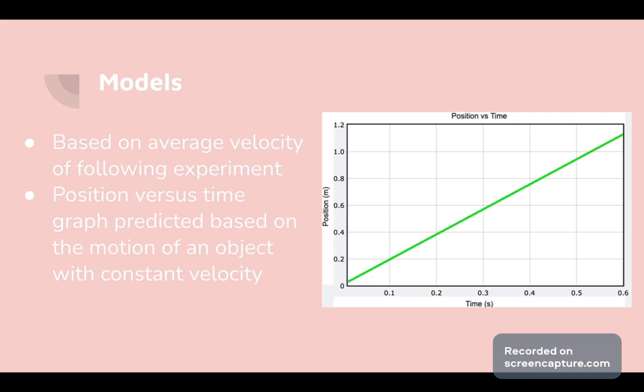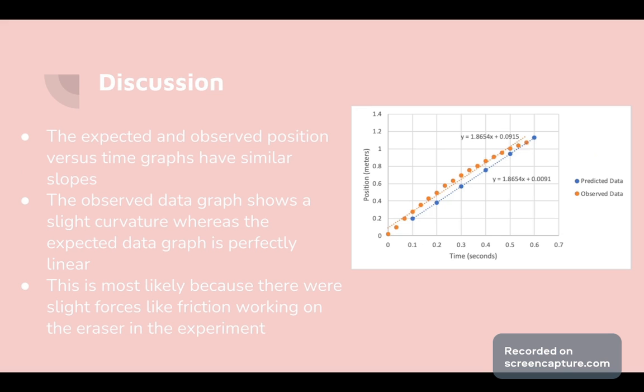This code was used to model the motion of the object as seen through this position versus time graph. The linear slope represents the constant velocity due to a net force, and therefore acceleration, of 0.